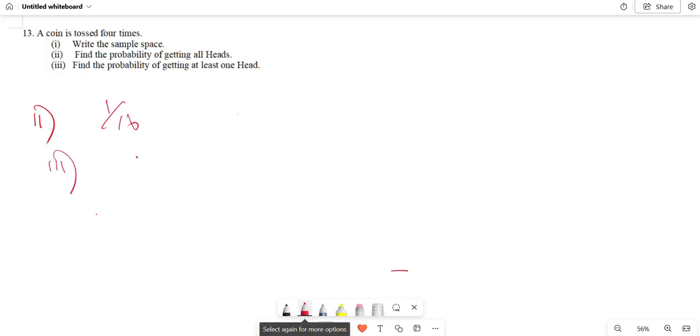Then the third thing: find the probability of getting at least one head. At least one head. There also you can see from the previous sample space how many give at least one head, but there is an easy way. The easy way is, the total probability is 1. Okay, 1 minus, you can subtract the probability of getting all tails.